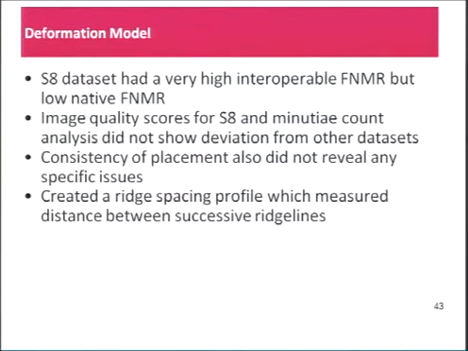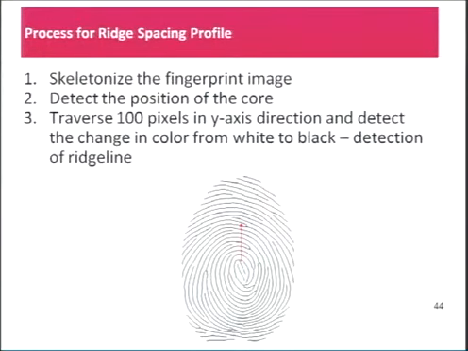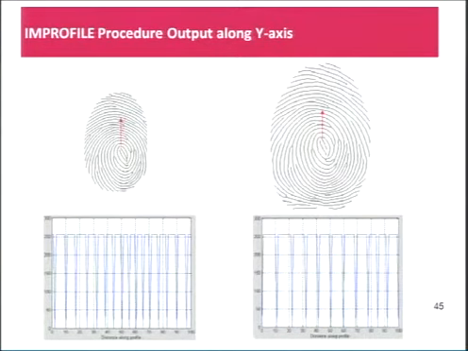So then the idea was to create a ridge spacing profile which measured the distance between successive ridge lines. So the process, just again a very general overview, was to skeletonize the fingerprint image, detect the position of the core, and traverse 100 pixels in the y direction and detect the change of color from white to black. So that is essentially detecting a ridge line. Use the improfile procedure in MATLAB. It's an inbuilt procedure, and you see the output along the y-axis.